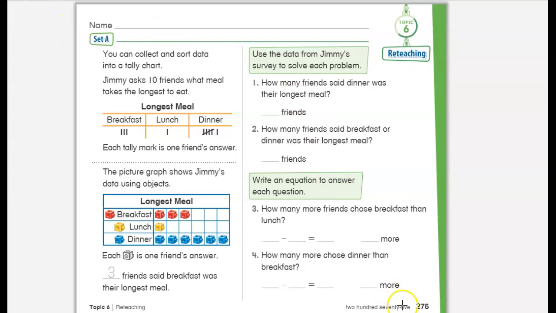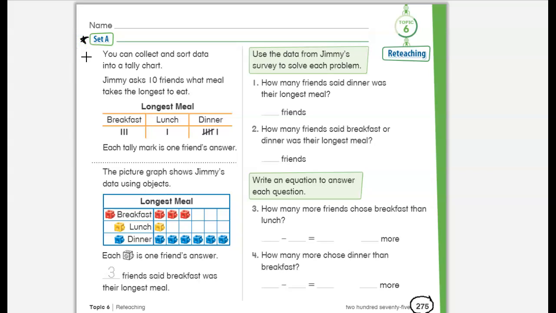You will need to open to page 275 in our Envisions Volume 1 workbook. If you need to pause the video to grab your workbook, now is a good time. We are first going to begin with Set A.